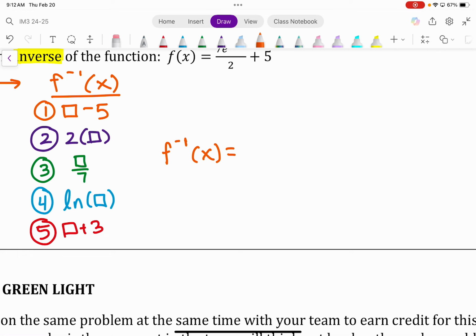So f inverse of x is equal to, only in the first step do we replace the box with an x. In the rest of the steps, you take the previous step and you plug it into that box. So I'm going to start with x minus 5. Then we're going to multiply this by 2. Then we're going to divide this by 7. Then we're going to take the natural log of all of this. And we're going to add 3.